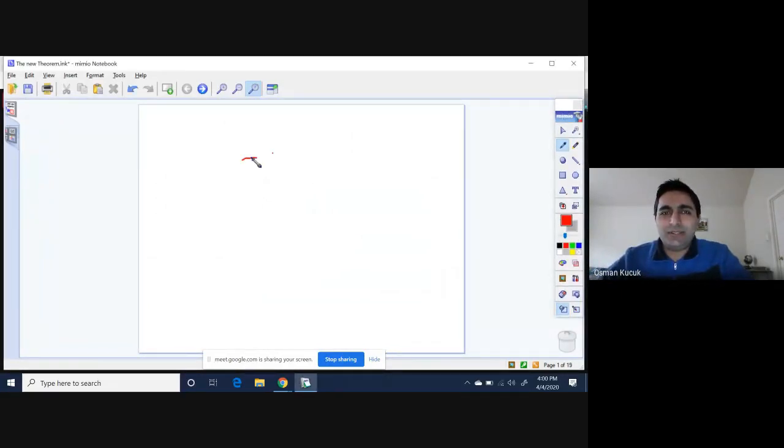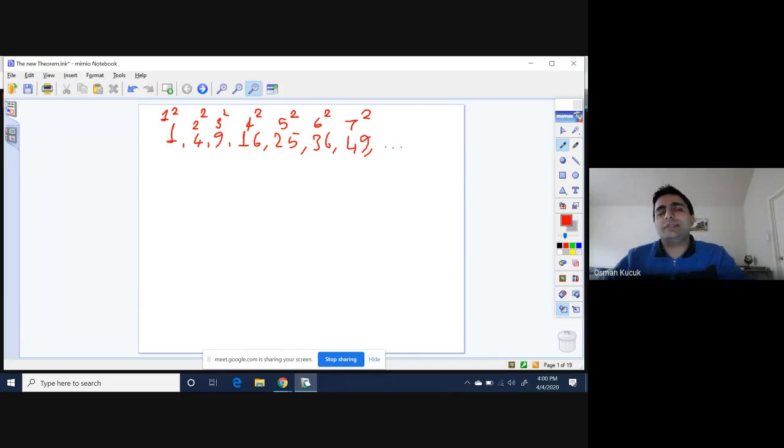The perfect squares are 1, 4, 9, 16, 25, 36, 49. 1 is equal to 1 squared, 4 is 2 squared, 9 is 3 squared, 16 is 4 squared, 5 squared, 6 squared, and 7 squared, and so on. That keeps going.